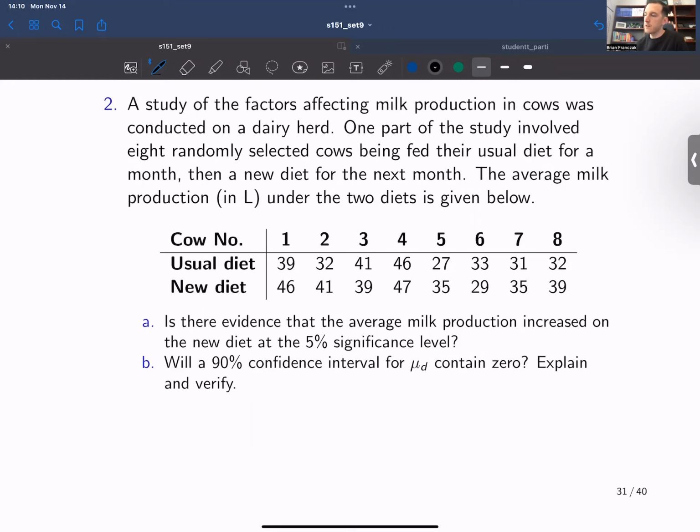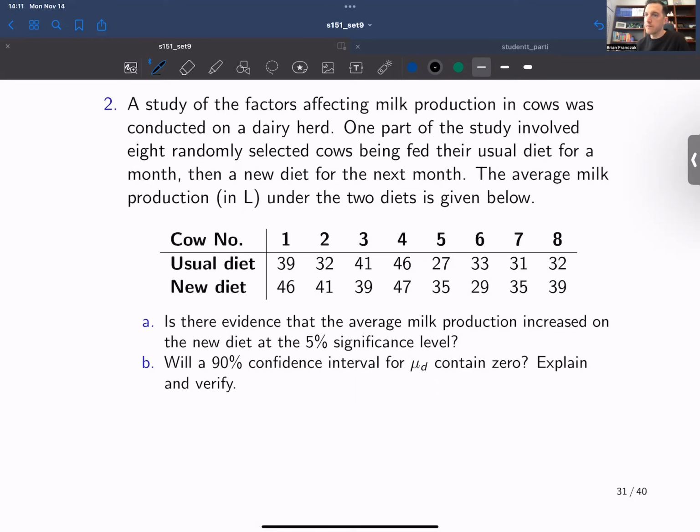So you can see here, the table is giving us an identifier for the cows. So the cows are cow 1 through cow 8. So we have 8 different cows. For 1 month, they are given the usual diet, and you can see that the milk production is reported for each cow. So for example, cow number 1 on the usual diet produced 39 liters of milk. Cow number 2 on the usual diet produced 32 liters of milk, etc.